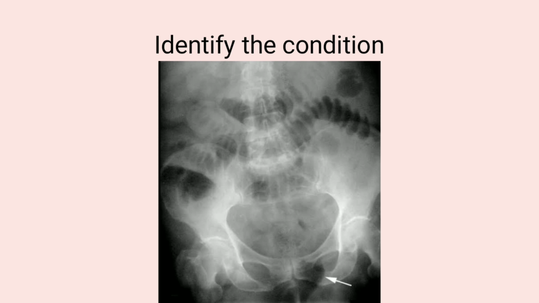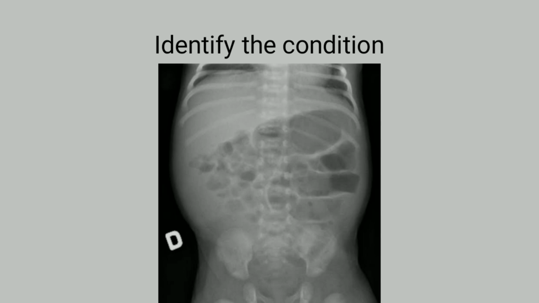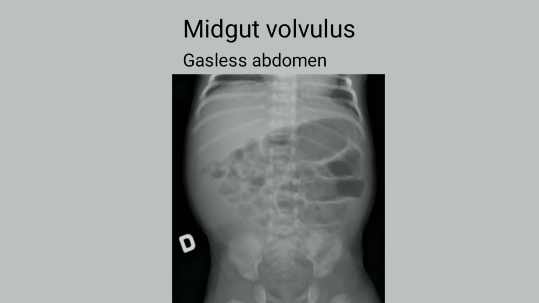Identify the condition. Stack of coins appearance seen in mesenteric thrombosis. Identify the condition. Gasless abdomen is seen in midgut volvulus.